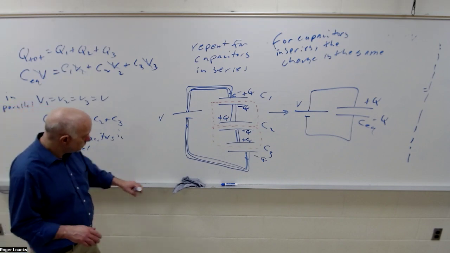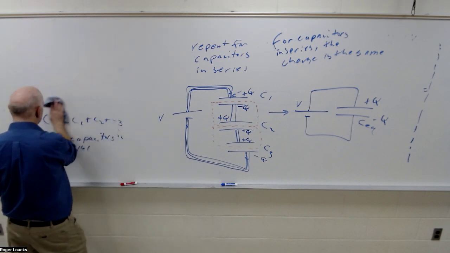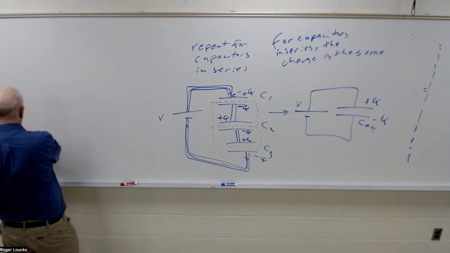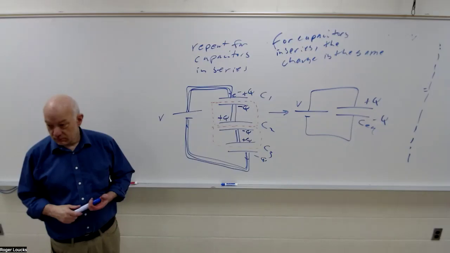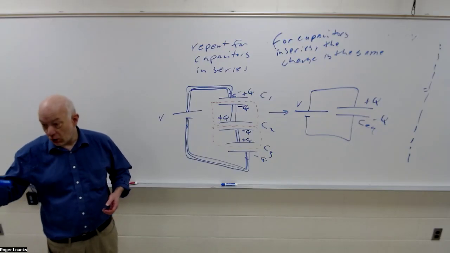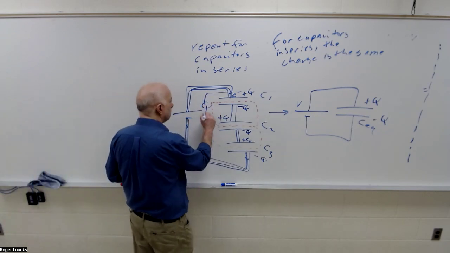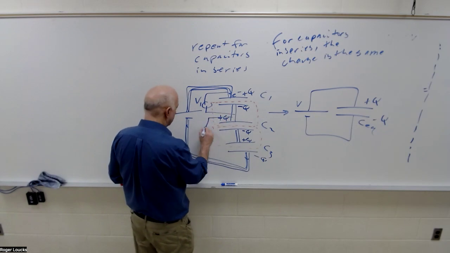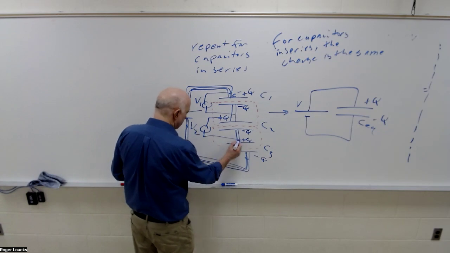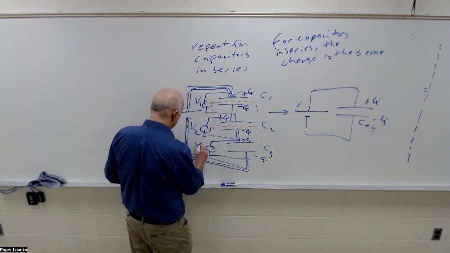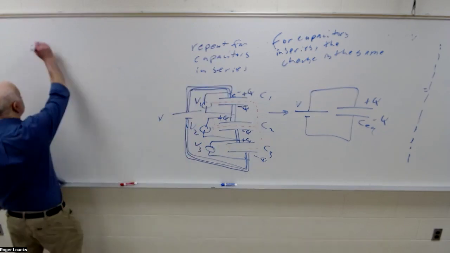Okay, well, you're a pro at this. You tell me what to do. What do we know about anything in series? Yeah, the voltages always add. If I put a voltmeter here, this has a voltage V1. If I put a voltmeter here, this has a voltage V2. If I put a voltmeter here, this has a voltage V3. The total voltage here has to be this voltage plus this plus this. So for series.